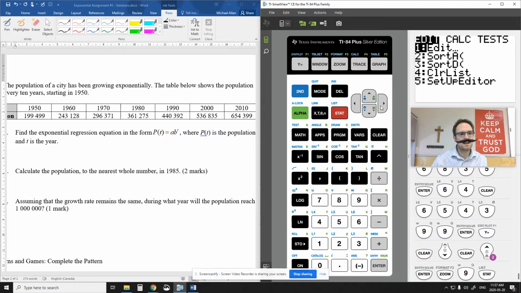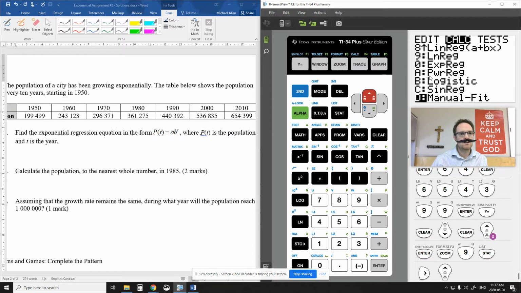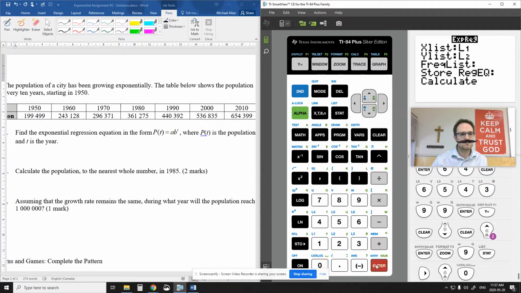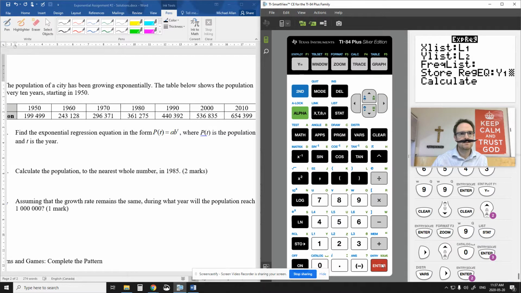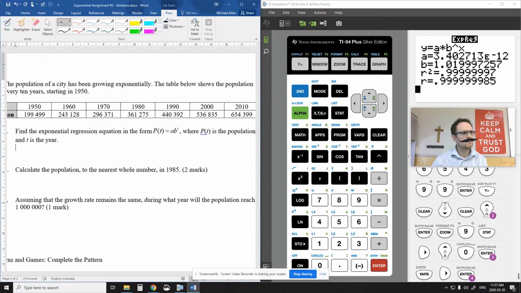So I'm going to go stat, calc. We're in exponential, so I'm going to do an exponential regression. I'm going to store my equation. Bam, there it is. Looking pretty good. That's the equation. Okay, so I get P, because they want a P here instead of Y. There we go, that's better.